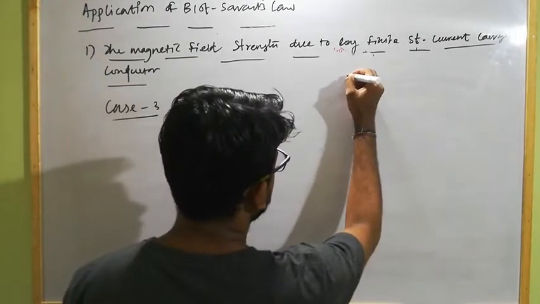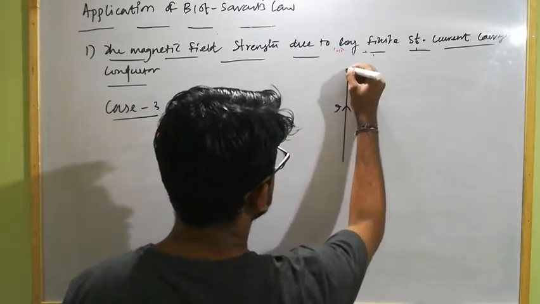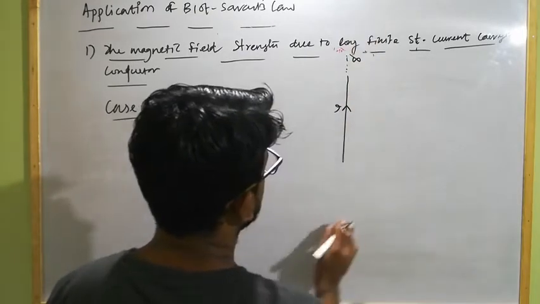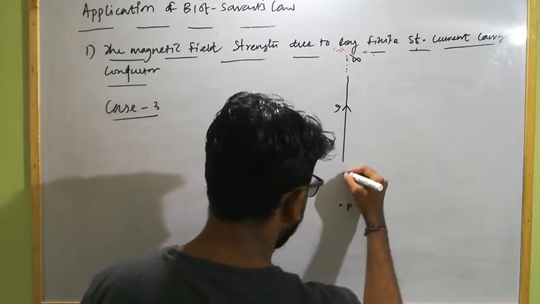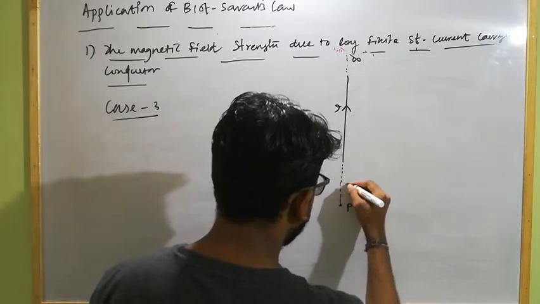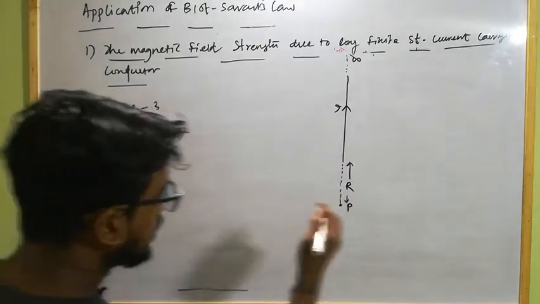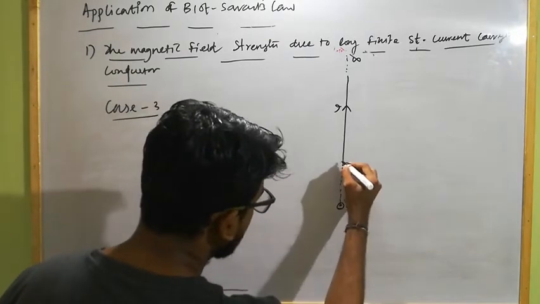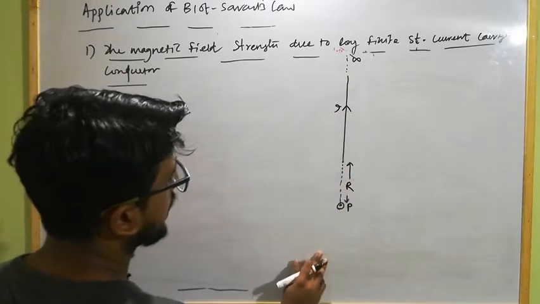If this is the long infinite straight current carrying conductor carrying current I, which is spread up to infinity, and here is the point of observation P, which is along this current carrying conductor at a distance R from one of its ends.